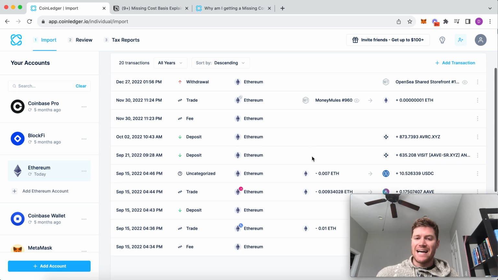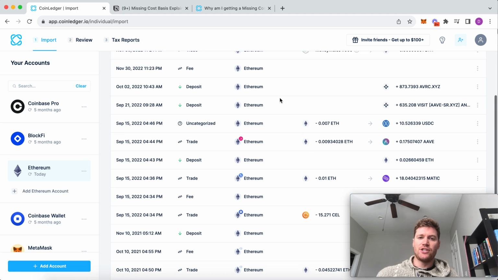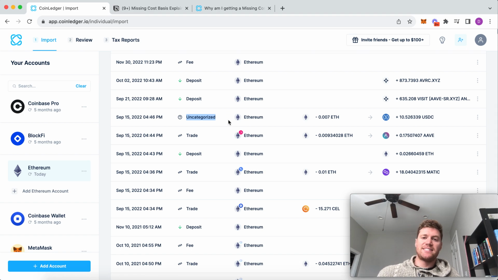So at times, if CoinLedger detects that you have made a transaction with some smart contract or protocol that we haven't yet built a classifier for, you will get that transaction marked as uncategorized. What this is doing is essentially still allowing the records to flow through our system, but it's not actually counting this data towards your tax report.